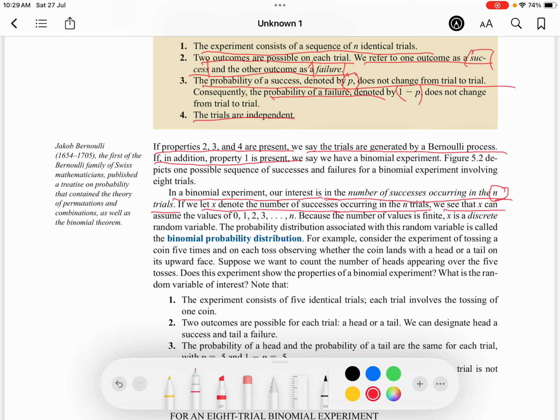We see that X can assume the values 0, 1, 2, 3 up to n. Because the number of values is finite, X is discrete. You can count it. It is a discrete random variable. The probability distribution associated with this discrete random variable is called the binomial probability distribution.